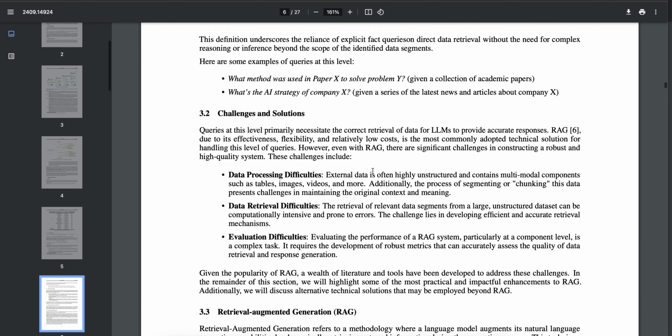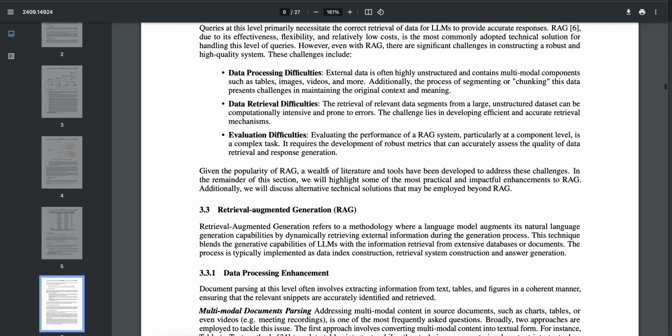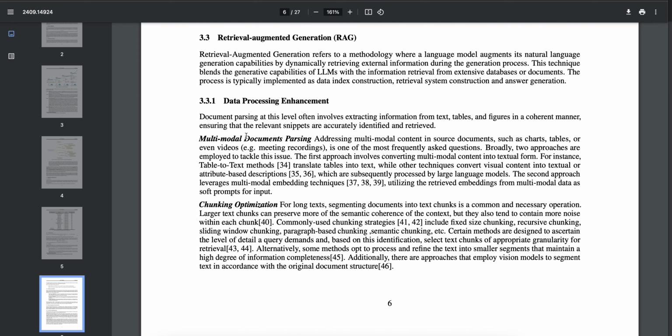Now the challenges that are faced: data processing difficulties, data retrieval difficulties, and evaluation difficulties. I think these are not explicitly for this query, but general RAG problems that people face, right? Because the purpose of RAG is to handle at least these types of queries, simple queries, which let's say: what method was used in paper X to solve problem Y? This is a very direct query, right? Now, what are the AI strategies of company X? Very direct query.